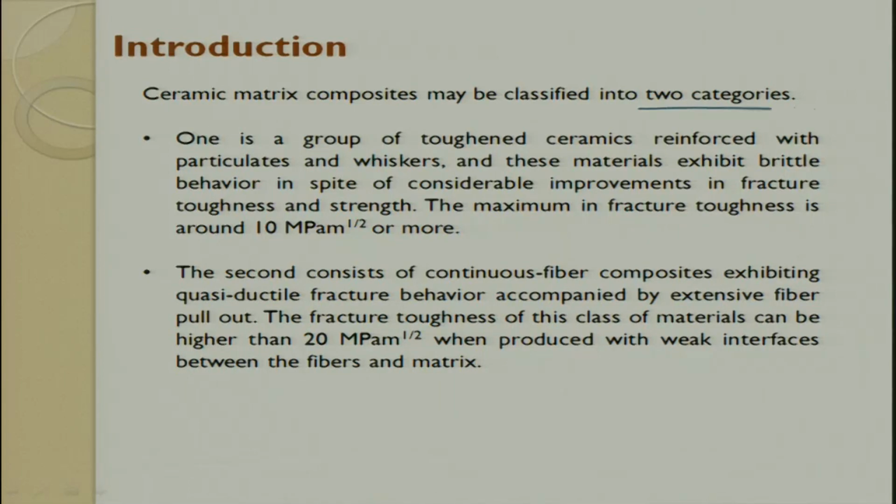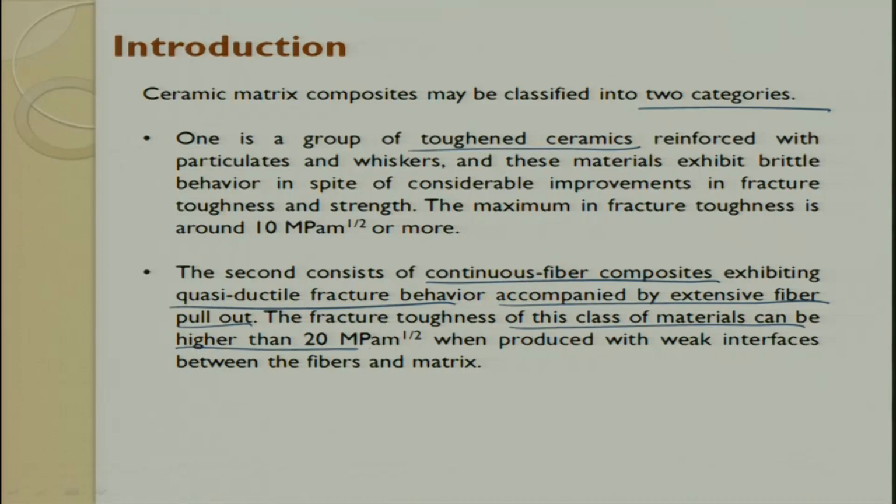So, there are two categories of ceramic matrix composite. One is a group of toughened ceramics reinforced with a particulate. The second one is a continuous fiber composite which exhibits quasi-ductile fracture behavior accompanied by extensive fiber pullout. Basically what happens is when the crack tries to grow around the particulate, either the particulate tries to distribute the energy, or the fiber or the particulate pulls out of its existing location, so that all the energy gets dissipated in pulling it out, and the crack does not go further.